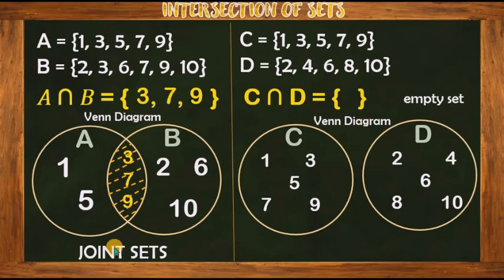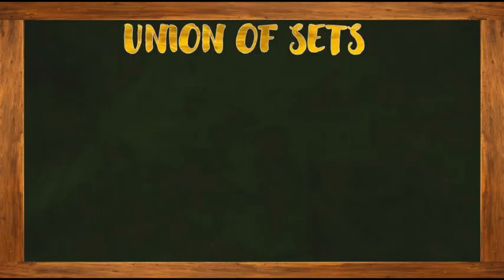Okay, and if we have joint sets which have common elements, we also have disjoint sets. I know you can still remember this because we have discussed this one. When you say disjoint sets, there are no common elements. Okay, now let's proceed to the second operation on sets.